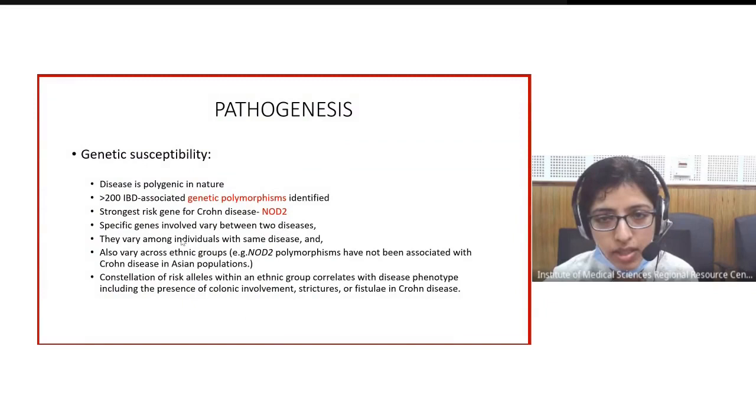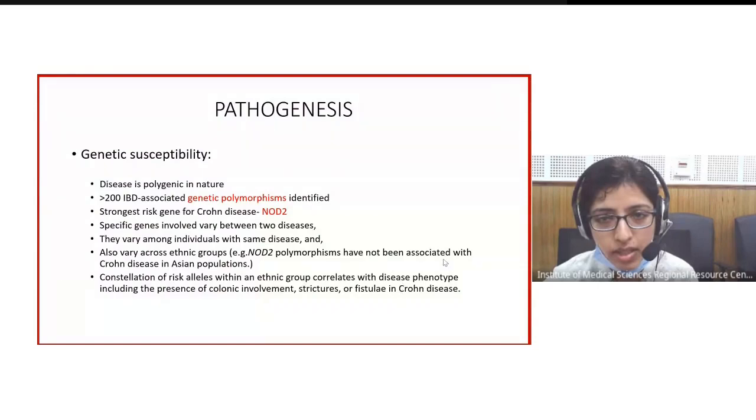Okay, so you need to understand that this is the variability in the genetic component. Multiple genes are involved. Not all the genes are involved in all the patients, and they vary from individual to individual and also across ethnic groups. So NOD2 polymorphisms have been found in Asian populations as well, but they are not associated with Crohn's disease. Okay, so ethnicity again is important, and with different ethnic groups, different genetic polymorphisms, different genetic involvement is found. And the risk alleles or the genes that are involved will have an influence on the disease phenotype.